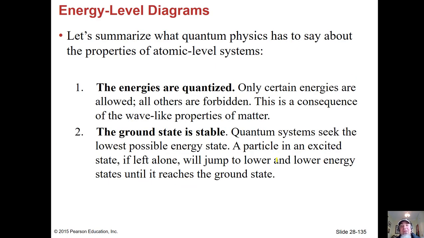So hydrogen has its own spectrum, helium has its own spectrum, sodium has its own spectrum, its own signature. All these different quantum emissions taking place. So here's a little summary of quantum physics and what it has to say about atomic levels. Energies are quantized. You can only have certain values. There's nothing in between. That goes against our understanding of our macroscopic world.